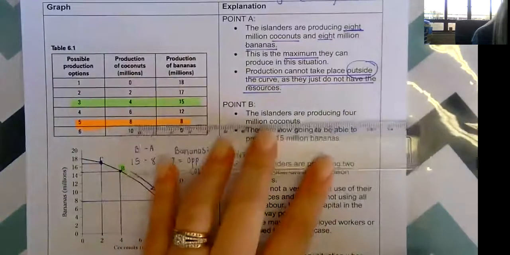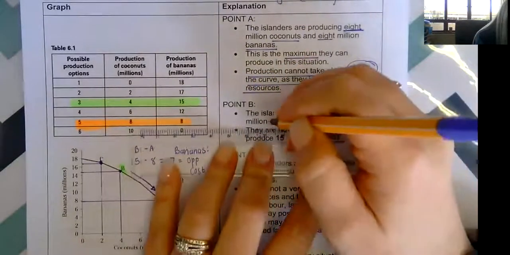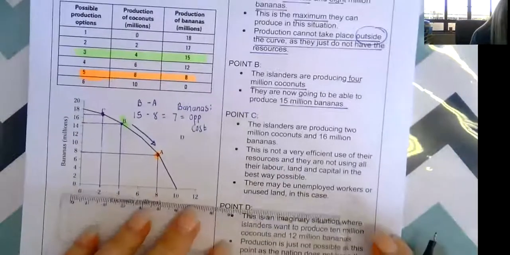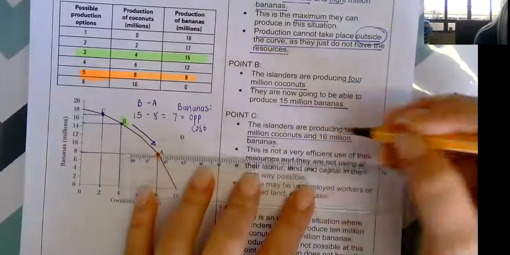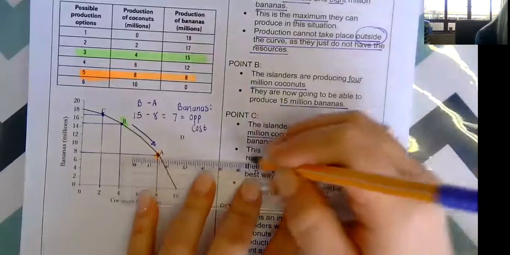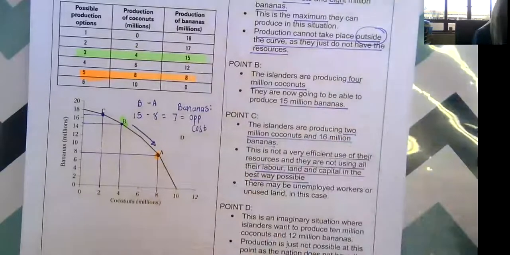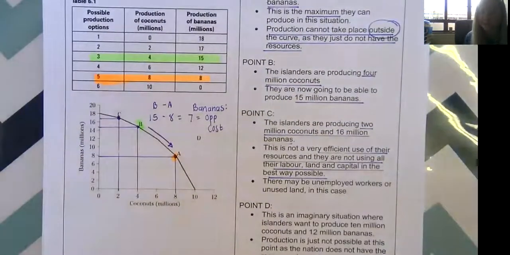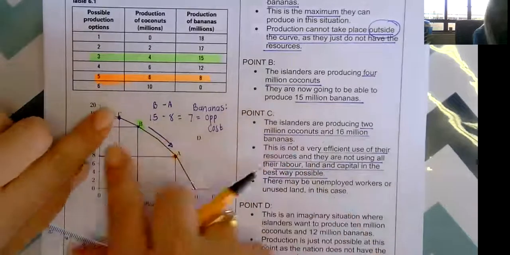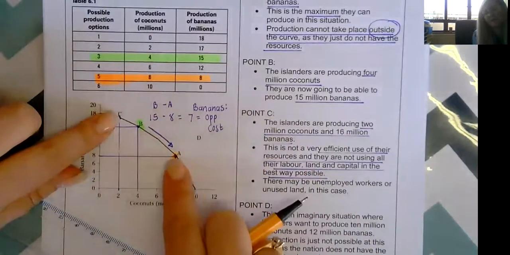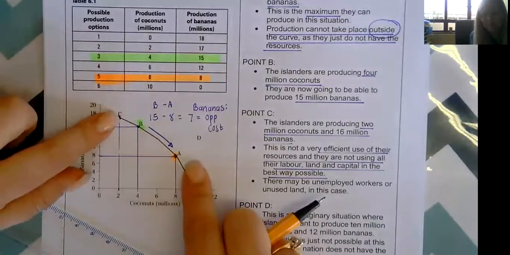At point B, they are producing 4 coconuts and 15 million bananas. At point C, they are producing 2 million coconuts and 16 million bananas. This is not a very efficient use of their resources as they are not using all their land and everything they need in the best way possible. Why are we saying that? Look here, the curve is going outwards. Point C is here, point A is here. So point A is further away, which means they are using more resources and they're maximizing the profits.